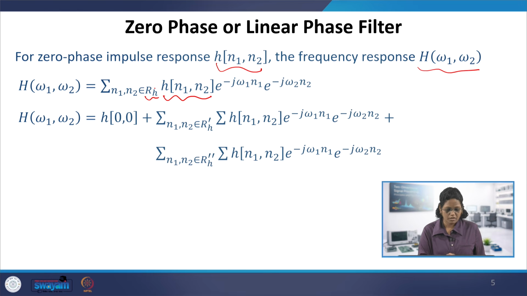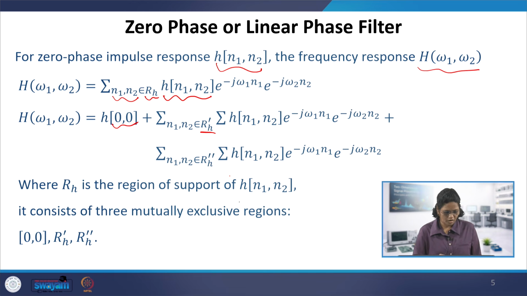This RH can be split into three categories. One is only the origin, that is n1 n2 equal to 0 comma 0, which gives h of 0 0. The remaining cases, n1 n2 belonging to RH dash, is one case, and RH double dash is the other. So this equation can be split into three components: the origin, the h over RH dash, and the h over RH double dash. These regions are mutually exclusive: 0 0 separately, RH dash as a separate region of support, and the third one as the region of support RH double dash.